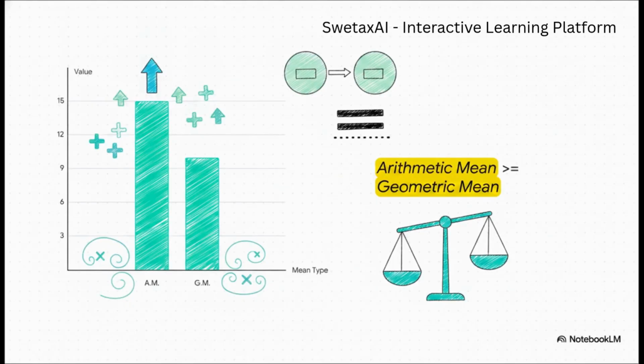When you compare the two of them, the arithmetic mean is inherently going to stand taller than the geometric mean. Addition, when you average it out, outpaces the average product. They only ever level out and achieve true equality when your two variables, a and b, are the exact same number. You've got to keep that specific condition of equality in your mind.